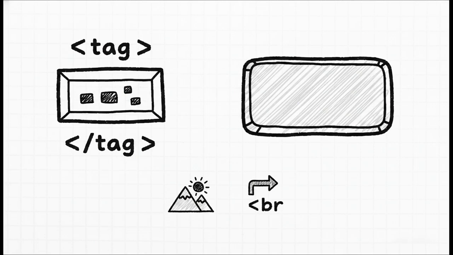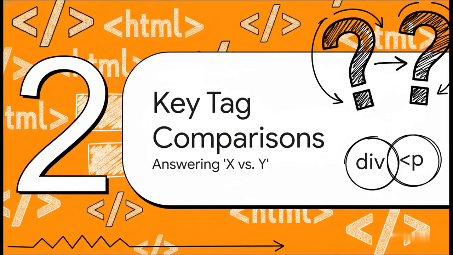Next up, we've got something called void elements. I like to think of them as the loners of the HTML world. They're totally self-contained. That means they don't have a closing tag because, well, they can't have anything inside them. Think about an image tag, img, or a line break, BR. They just exist on their own. All right, let's move on to section 2.